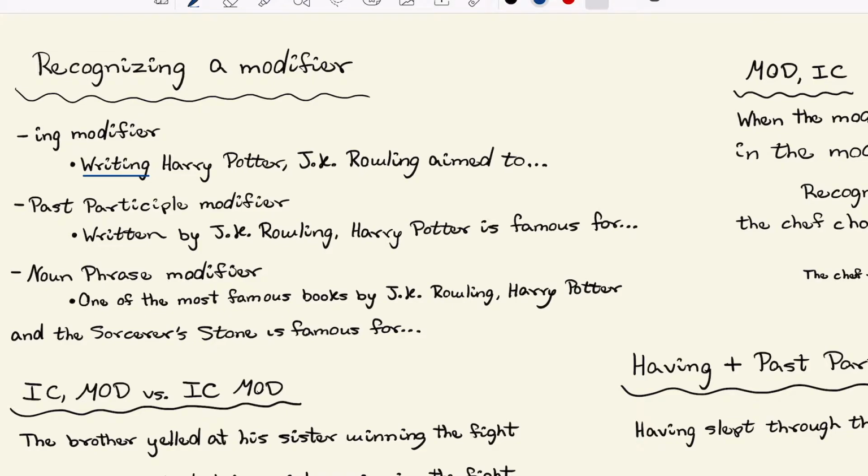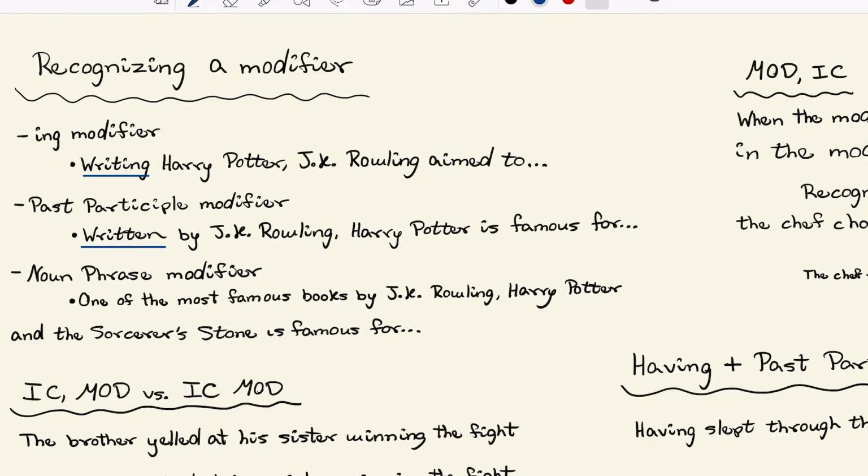The second is a past participle modifier. "Written by J.K. Rowling, Harry Potter is famous for..." The modifier in the sentence would be "written" because, similar to the first, it's describing, it's adding additional information.